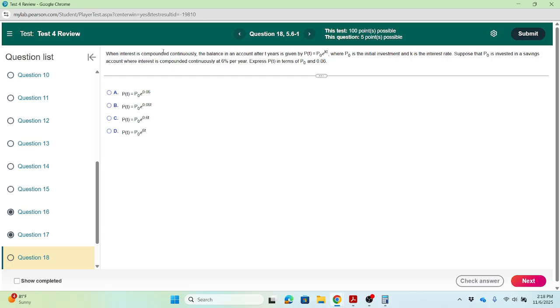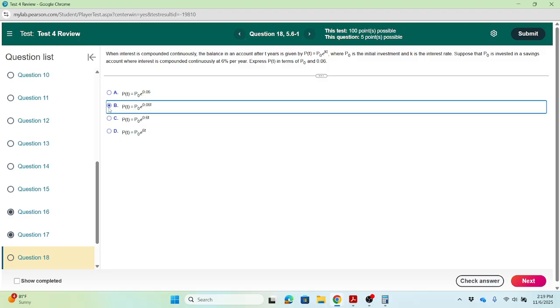When interest is compounded continuously, the balance in an account after t years is given by this formula, where P0 is the initial investment and k is the interest rate. Suppose that P0 is invested in a savings account where interest is compounded continuously at 6%. So 6% means k is 0.06, and the rest is the same. So 0.06 t, what is that? This is the only option where instead of k you have 0.06, and everything else is the same.